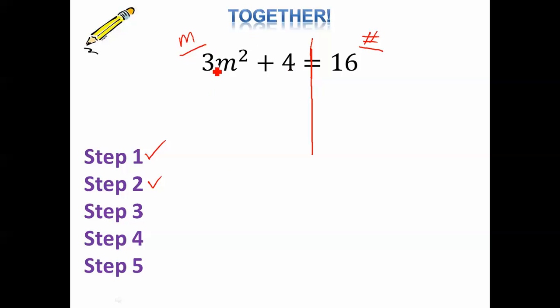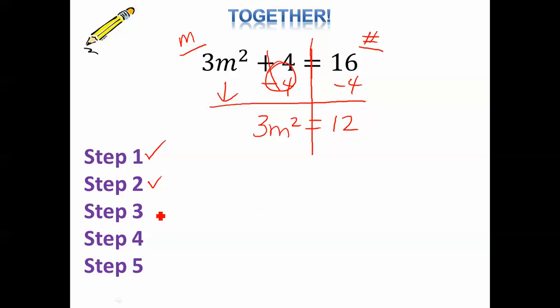So I look at the left side. I have an m squared. That stays. It's an m. Plus 4. So that needs to go away. Plus 4, we undo it by subtracting 4. We have to do it to both sides. I bring down my 3m squared. Plus 4 minus 4 is 0. 16 minus 4 is 12. Everything's separated. I have m's on this side, numbers on this side.